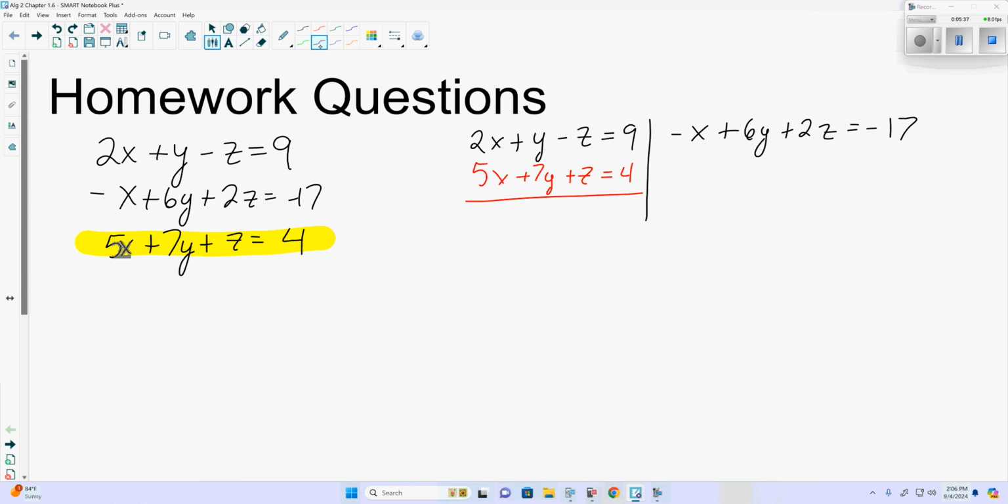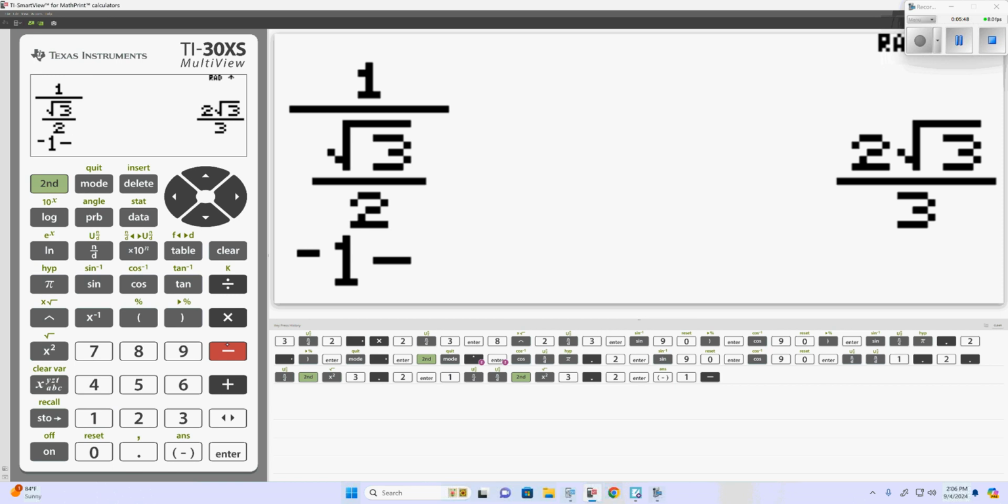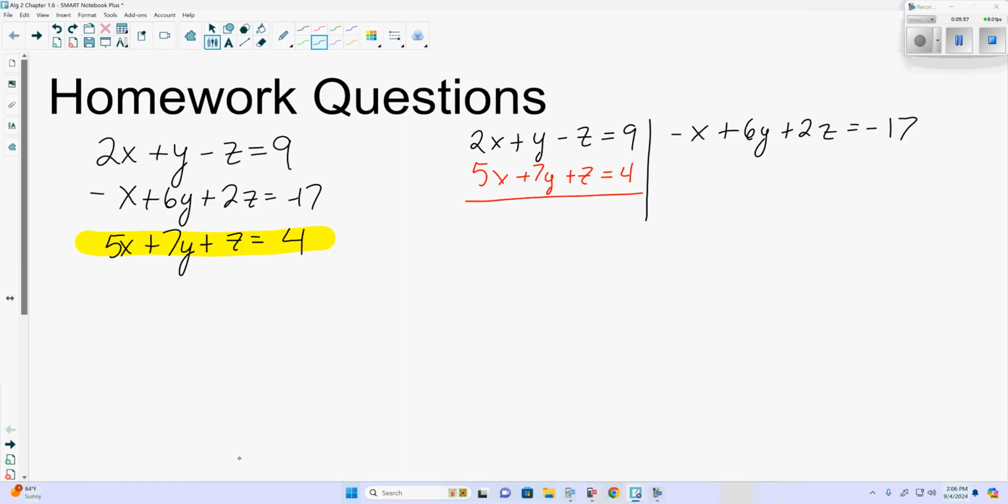So we look at z, so we have negative z and positive z, yes? The number in front of one is negative 1, the other one is positive 1. If we subtract, negative 1 minus positive 1 is negative 2. So we need to add. When the signs are opposite for the variable we want to eliminate, we add. If the signs are the same, we subtract.